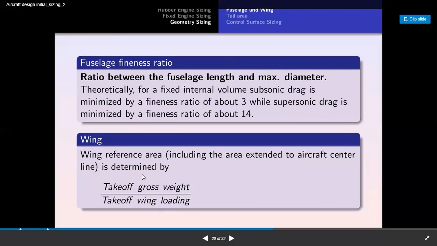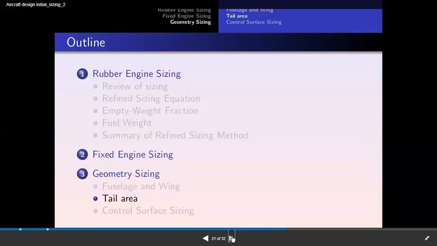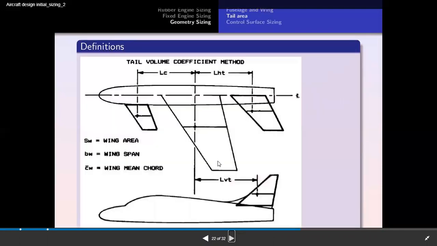And the wing reference area, including the area extended to the aircraft center line, is determined by the takeoff gross weight divided by the takeoff wing loading, W by S. And next is tail area. You can see that this is the fuselage length and this is the diameter of the fuselage, which gives the fineness ratio.